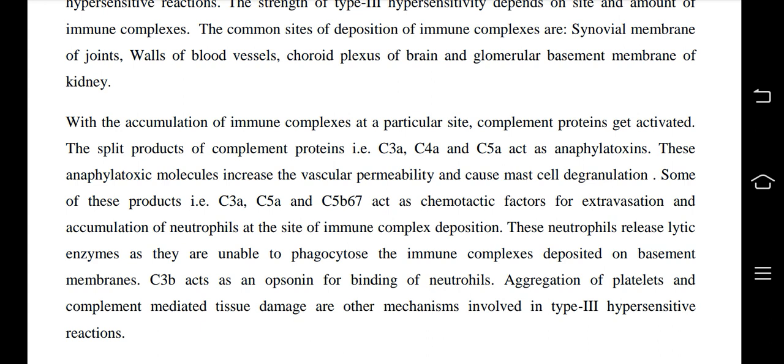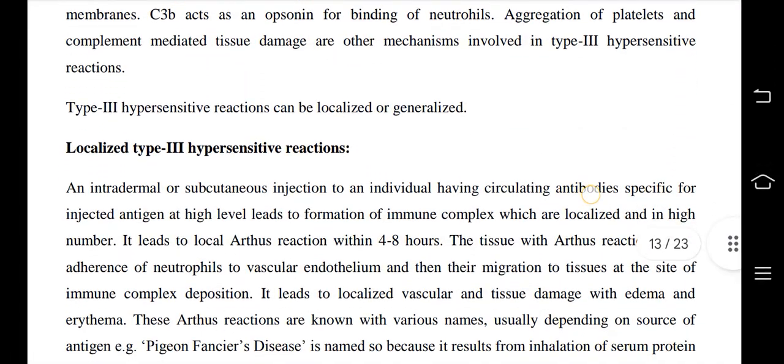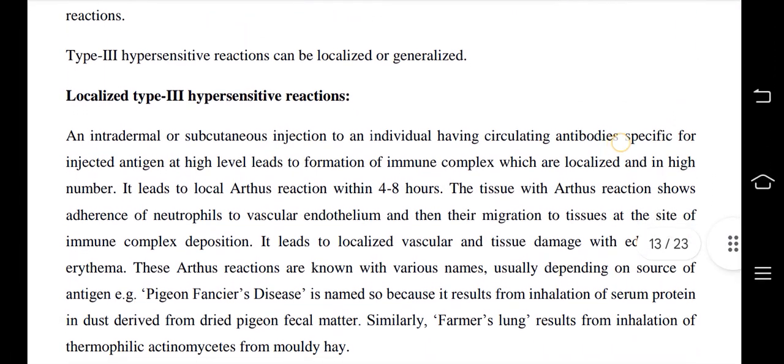These neutrophils release lytic enzymes as they are unable to phagocytose the immune complexes deposited on basement membranes. C3b acts as an opsonin for binding to neutrophils. Aggregation of platelets and complement-mediated tissue damage are other mechanisms involved in type 3 hypersensitive reactions. Type 3 hypersensitive reactions can be localized or generalized.